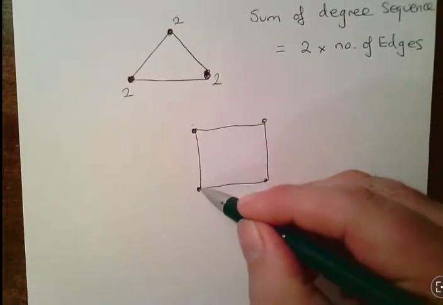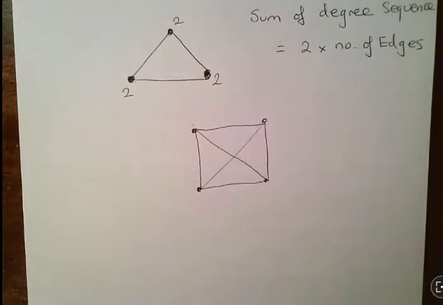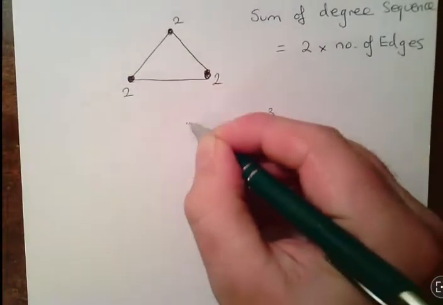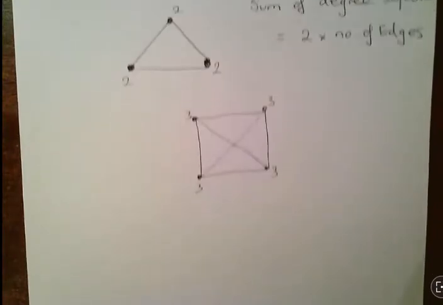Let's just go one step further. Add in 2 more edges. So we actually have 6 edges. But what does that make our degree sequence? 3, 3, 3, 3. Add all of those up: 3 plus 3 plus 3 plus 3, that is 12. We have 6 edges, and 2 times 6 is 12. Everything seems to check out.